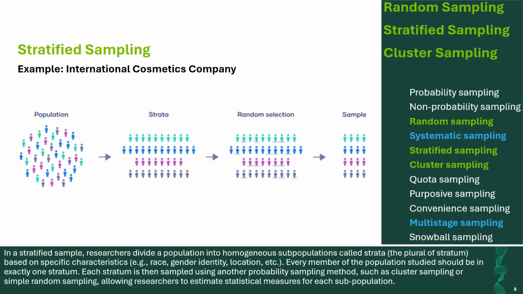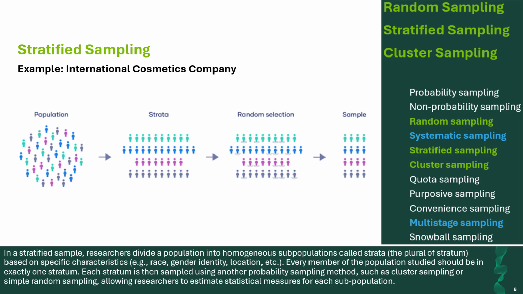It could be race, gender, identity, some other form of identity, location, and so on. Every member of the population studied should be in exactly one stratum. Each stratum is then sampled using another probability sampling method, such as cluster sampling or simple random sampling, allowing researchers to estimate statistical measures for each subpopulation.